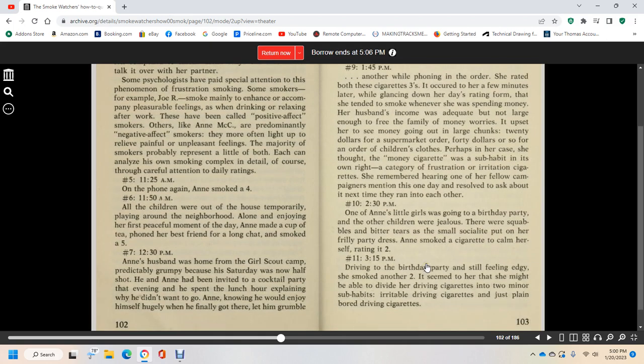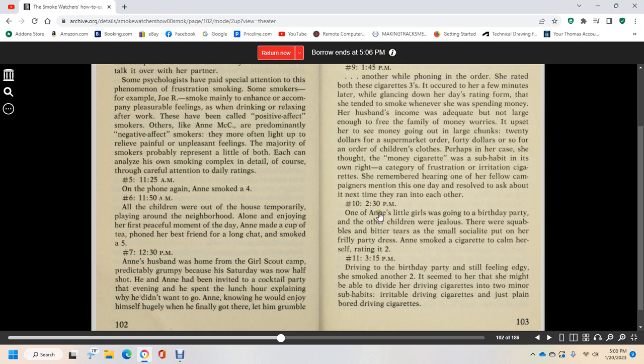Number 10 at 2:30 p.m. One of Annie's little girls was going to a birthday party. The other children were jealous. There were squabbles and bitter tears, but the small socialite put on her frilly party dress, and Annie smoked a cigarette to calm herself, rating it number 2.